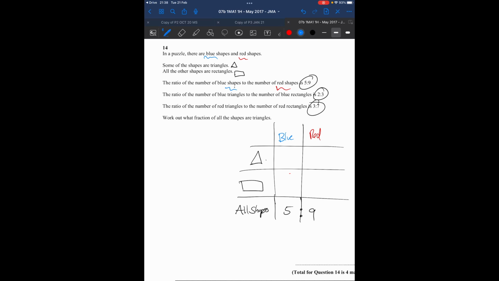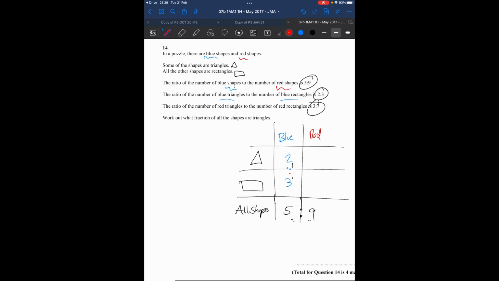The ratio of the number of blue triangles to blue rectangles, let's do that one now. So blue triangles to blue rectangles, 2 to 3. Now I'm using this table a little bit differently, okay? So it's all right if things don't add up and so on. What's important is that I keep the ratios together. So anything I do to these, I've got to do to both parts.